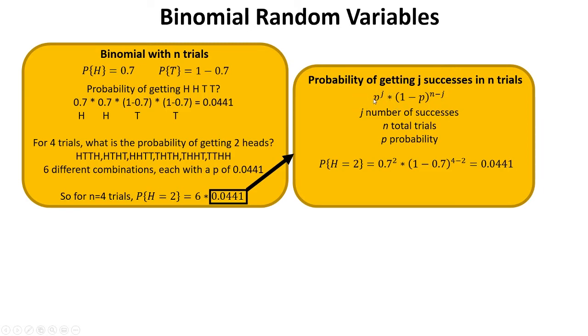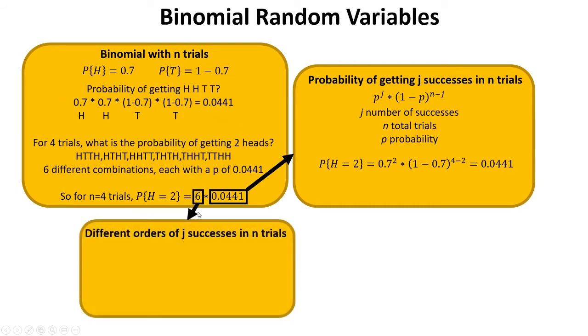If we wanted to get all 4 heads, then this would just be p to the fourth and 1 minus p to the 0th. If we wanted to get all tails, this would be p to the 0 and 1 minus p to the fourth. So this is a very elegant equation to always get us the probability of one of these combinations.